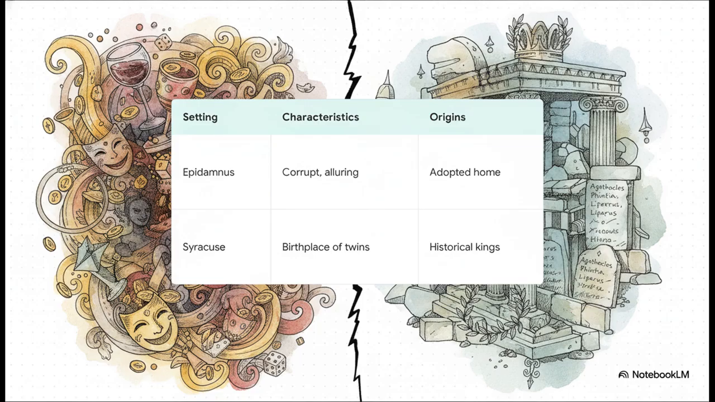In stark contrast stands Syracuse, the historical origin of the twins' family. Plautus actually roots Syracuse in historical reality by listing its actual sequential rulers like Agathocles and Hero. Epidamnus functions as this dangerous agent that threatens to financially and morally absorb the Syracuse twin into its web of corruption. So, the ultimate escape of both twins back to Syracuse at the play's conclusion? It isn't just a happy family reunion, it's a necessary geographic salvation from the absolute moral erasure threatened by Epidamnus.